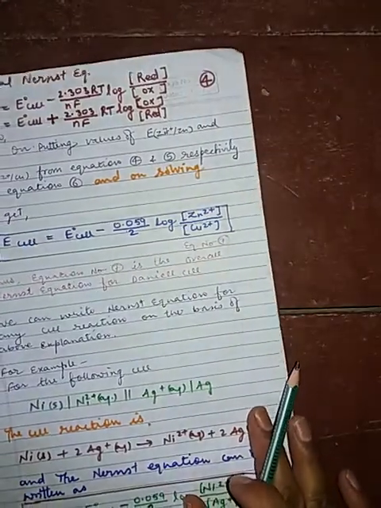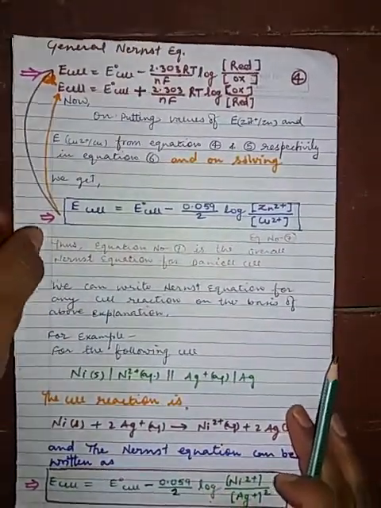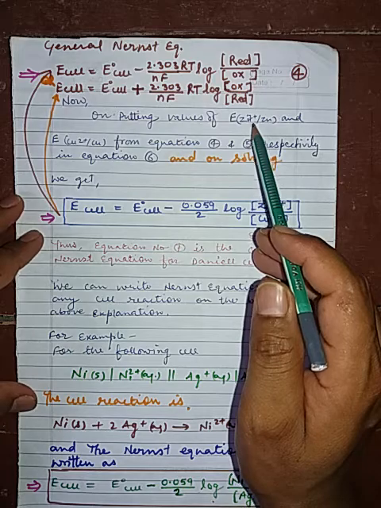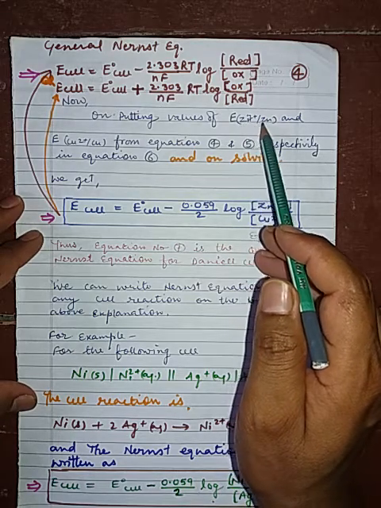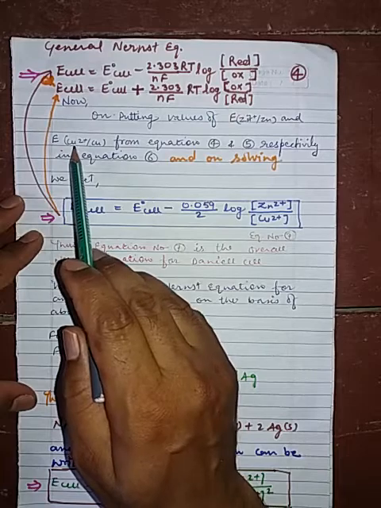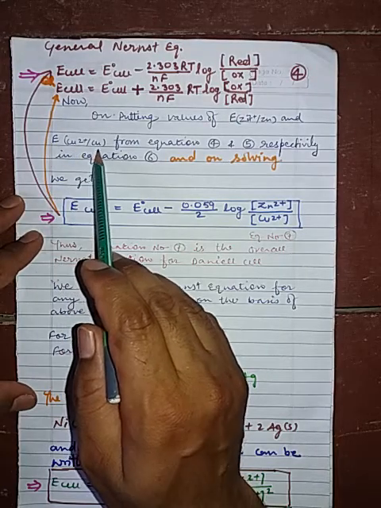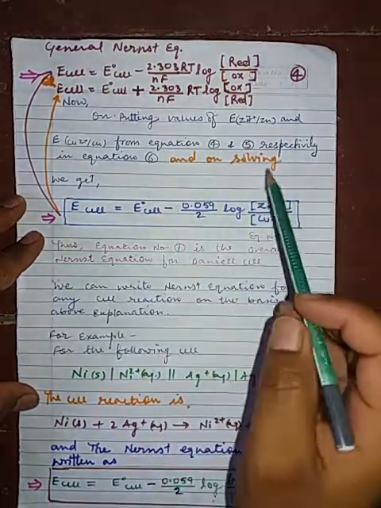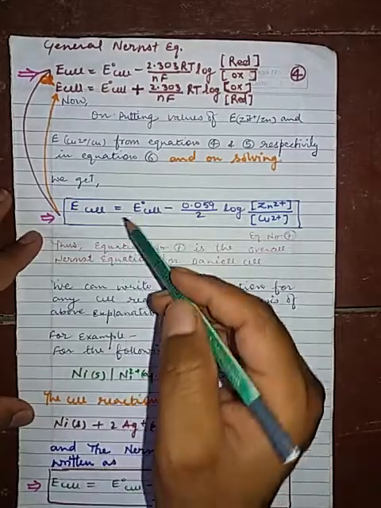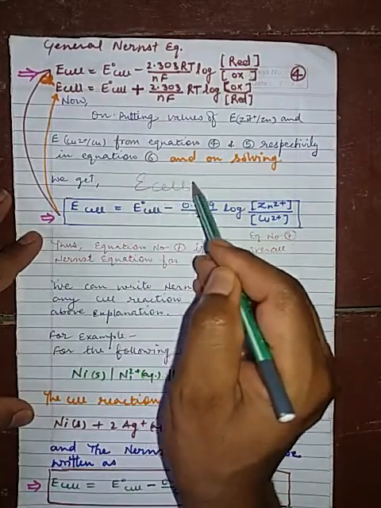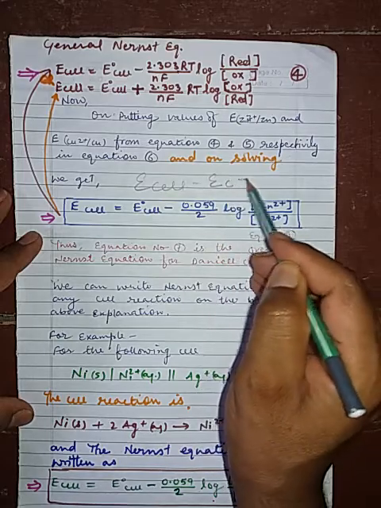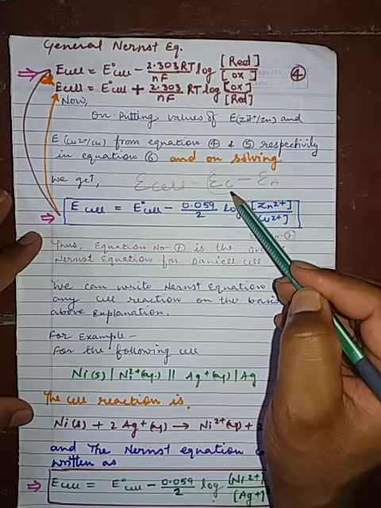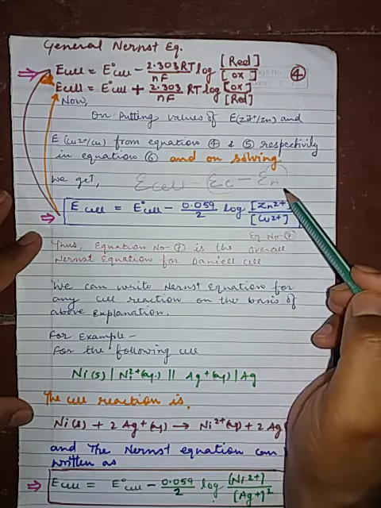Now come to the next page, the fourth of this important concept we are discussing. Now on putting the values of E Zn2+/Zn and E Cu2+/Cu from the 4th and 5th equations, which I have already explained. If we put the values into the important equation, E cathode minus E anode, with the cathode half reaction Nernst equation and the anode half reaction Nernst equation.